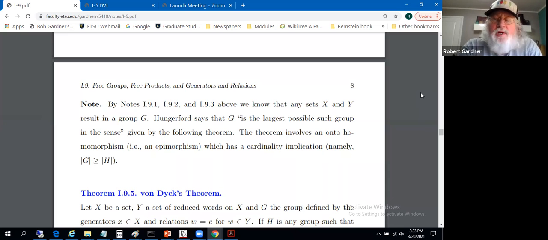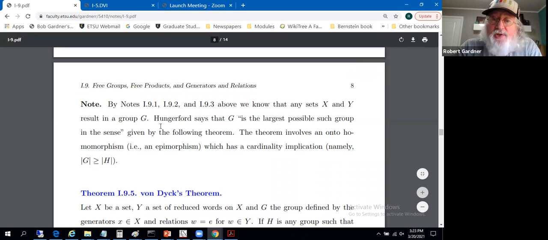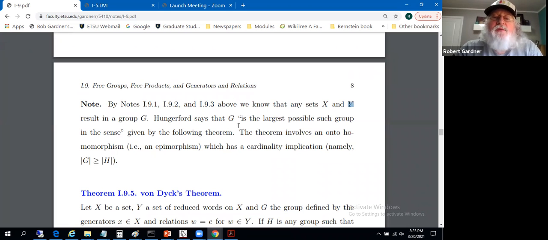Now, notes 1.9.1 through 3 show us that if we have any sets X and Y, they result in a group G, including even if set Y could be empty, as we'll see. Hungerford says that G, the group that results from a presentation of set X of generators and set Y determining the relations, is, quote, the largest possible such group in the sense, close quote, given in the following theorem. So we're going to state von Dyck's theorem.